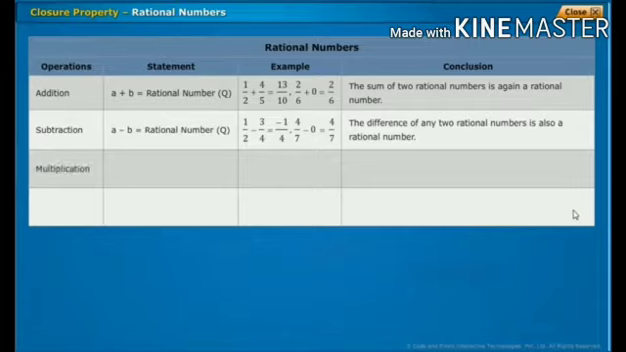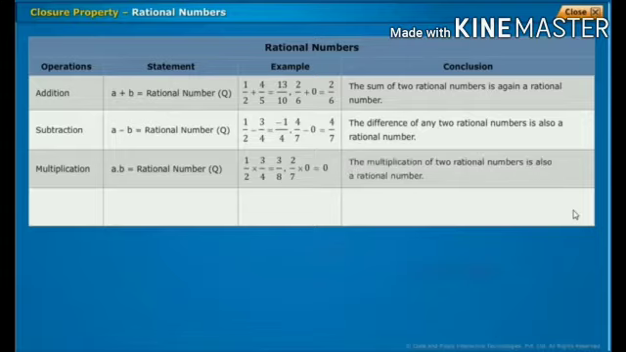Next is multiplication. a into b is also equal to q, that means it's also a rational number. For example, 1 by 2 into 3 by 4 will be equal to 3 by 8, which is also a rational number. So for multiplication, the product of any two rational numbers is also a rational number.